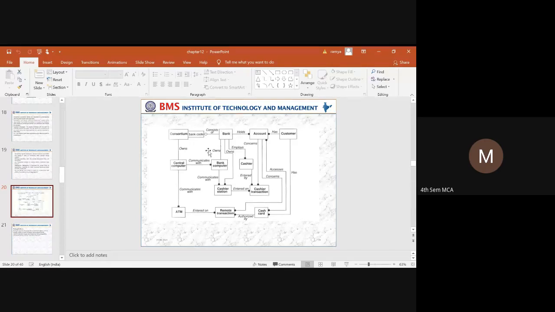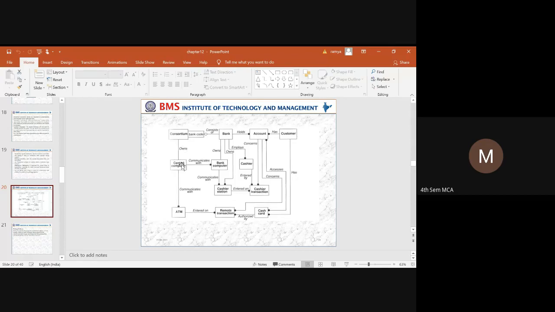So here we have a bank consortium. The bank consortium has a qualified attribute, bank code, and this bank code consists of different banks. Next, from the bank, we have different classes. So this account is an interface for a bank. It plays as an interface for a cash card, and it has an interface for a customer.